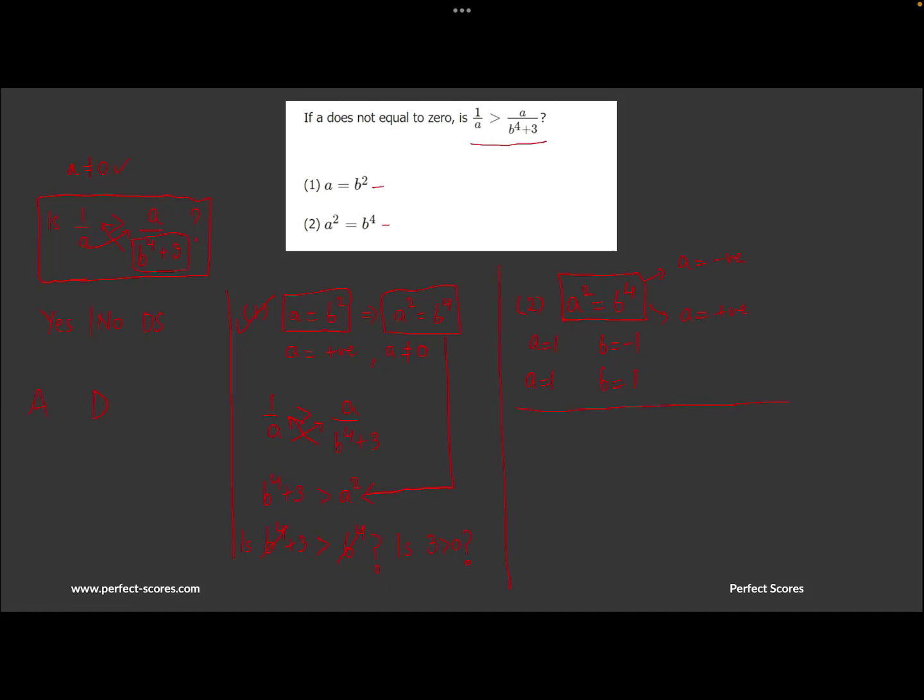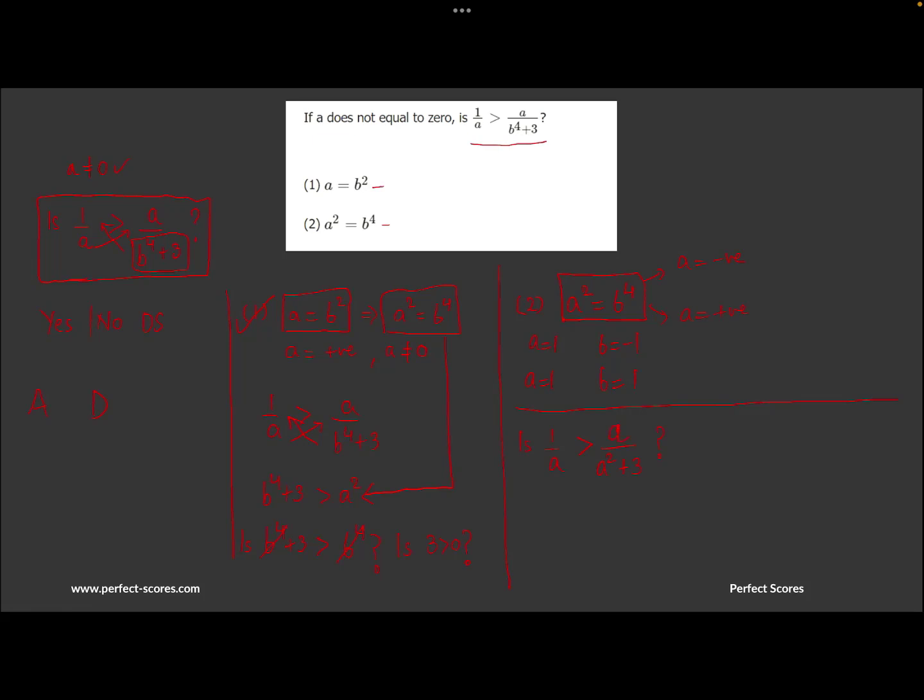But just to disprove this statement, just to find out that this statement is not really sufficient, I have to do a little bit of algebra to find out what's really happening. So I'm going to substitute the value of a square is equal to b to the power 4 in the equation. So the equation is 1 over a greater than 1 over, so instead of b to the power 4, I'm going to say a square over 3, right?